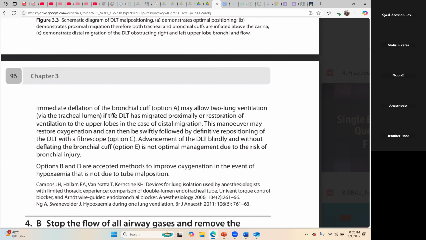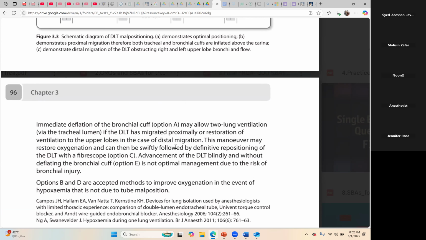Okay. Immediate deflation of the bronchial cuff may allow two-lung ventilation through the tracheal lumen, if the double lumen tube has migrated proximally, or restoration of ventilation to the upper lobes in case of distal migration. This maneuver may restore oxygenation and can be swiftly followed by definitive repositioning of the DLT with a fiber optic.